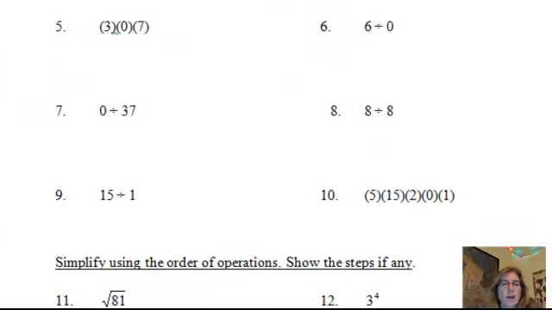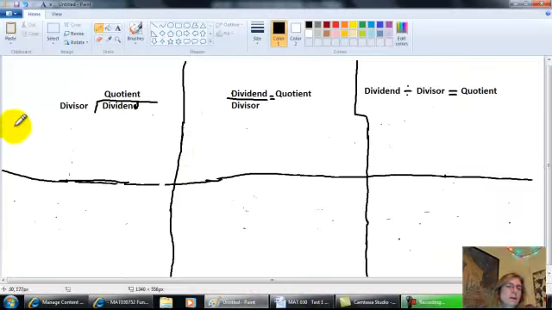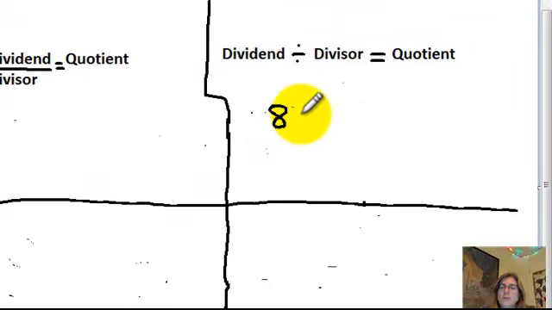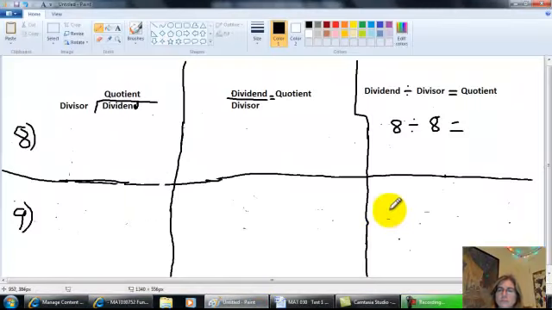Okay, now we're going to do problems 8 and 9. So let's go back to my little paint board. Problem 8, I'm going to do across this way, and problem 9 across this way. They're both written in this format here. If you saw me do dividing with zeros, you saw me doing this format. The other one is 15 divided by 1. I'm doing this in different formats so you keep familiarizing yourself with them.